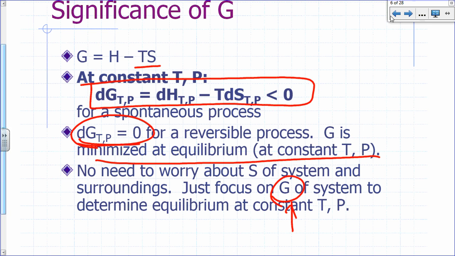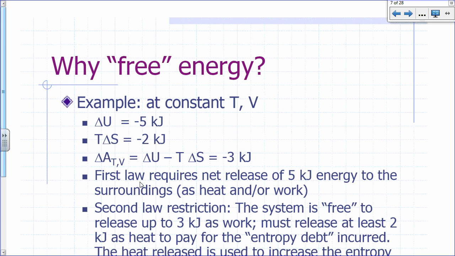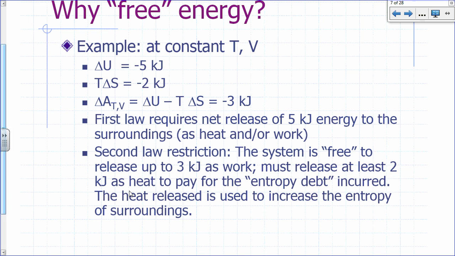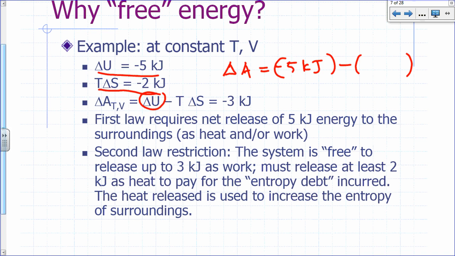Okay? So the question is, why are these things called free energies? Here's the interpretation. Let's say, this is an example right here. Let's say delta U is negative 5 kilojoules. And let's just say T delta S is negative 2 kilojoules. So what would be your delta A? It's delta U, right, which is negative 5 kilojoules, minus T delta S, which is negative 2 kilojoules.